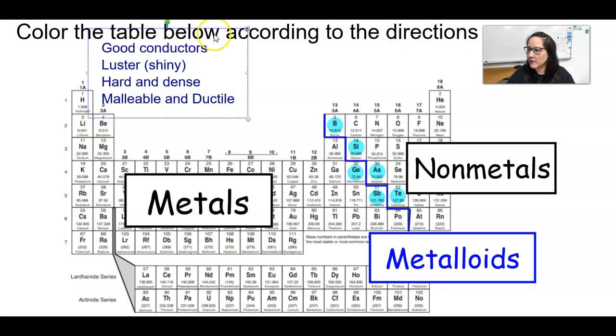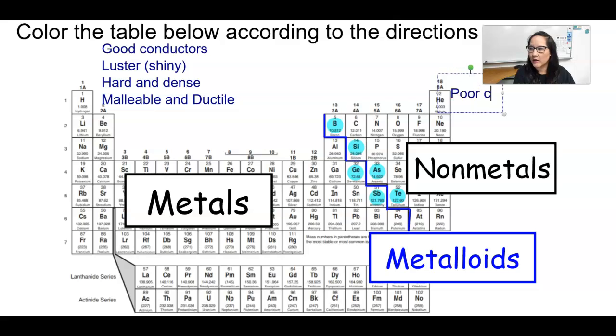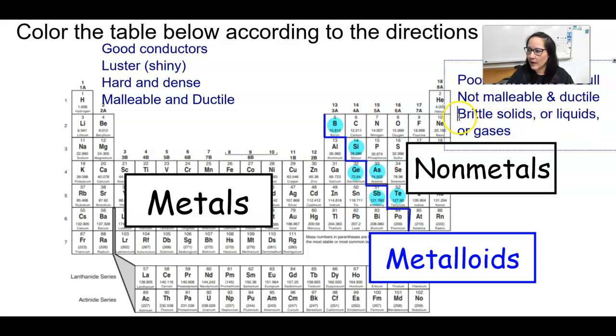The nonmetals are going to be the opposite. They are going to be poor conductors. They are going to be dull, not shiny, and they are not malleable and ductile. And their states of matter tend to be brittle solids, liquids, or gases.